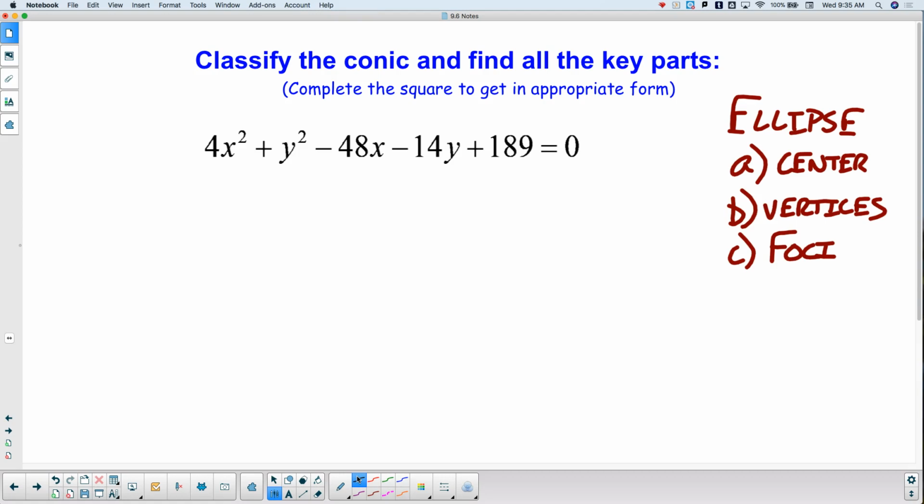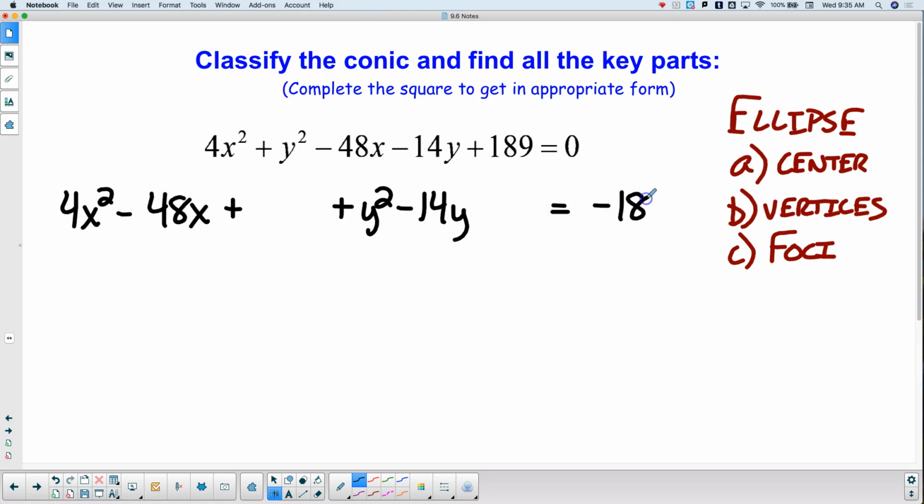Space it out, okay? So here's how I'm going to space it out. I'm going to say 4x squared minus 48x. I'm going to group my x's together, then I'm going to leave a space. Then I'm going to group my y's together, leave a space, and put the number on the other side.